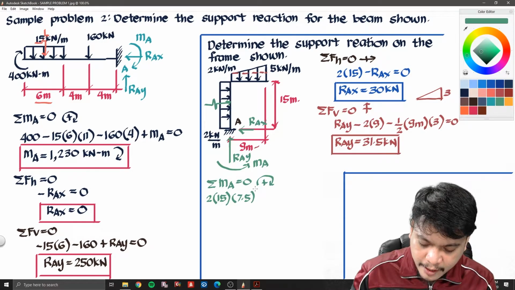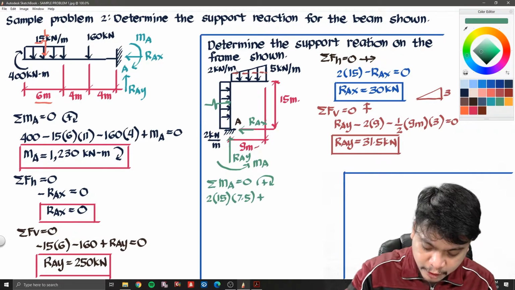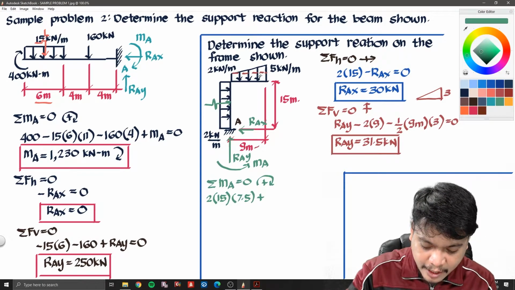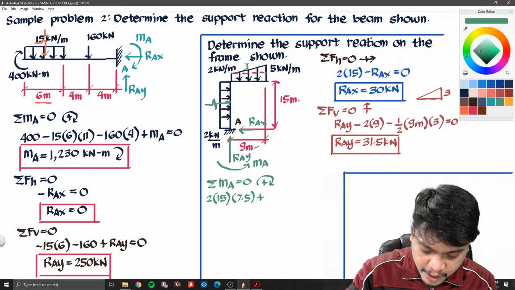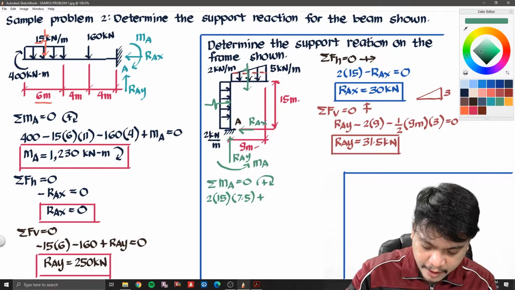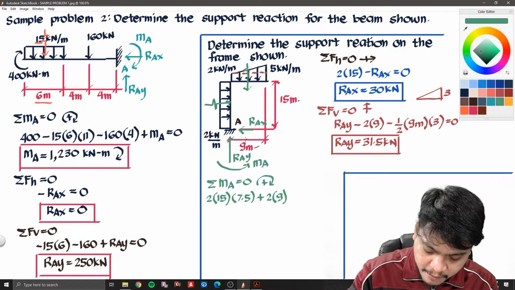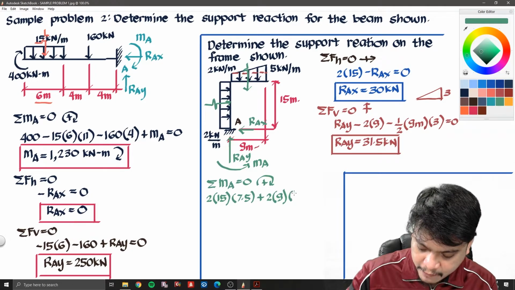Okay? Next, I will have it again, plus, itong rectangle ko muna. So, I will now have this rectangle. Yung resultant niya, somewhere at the middle. Okay? And that is the resultant 2 multiplied by 9. So, 2 multiplied by 9. But its moment arm is kalahati ng 9. So, you will be having here 4.5.